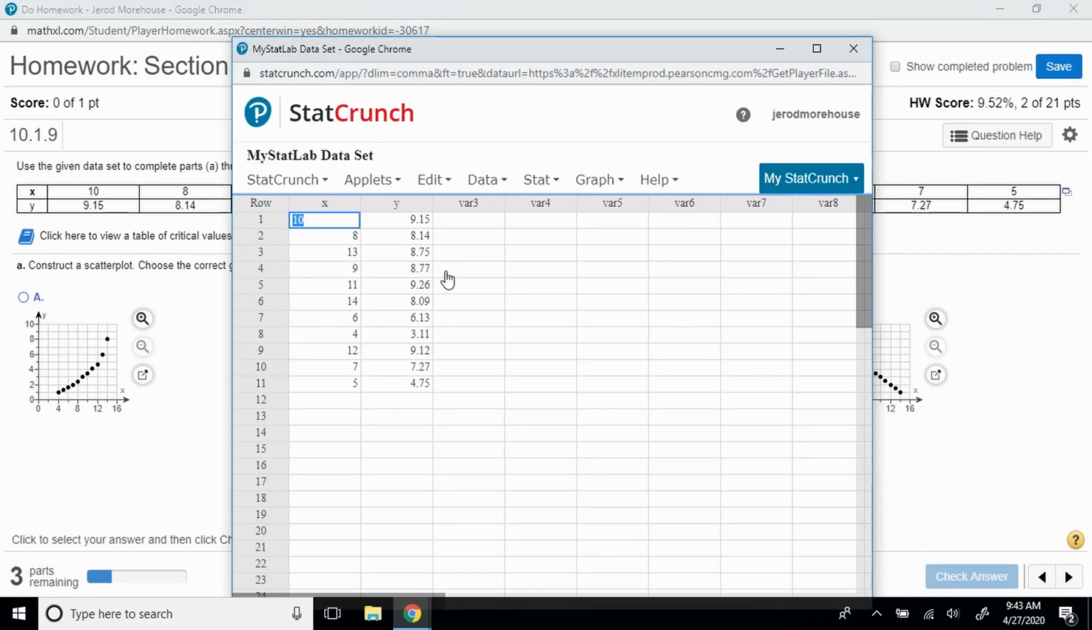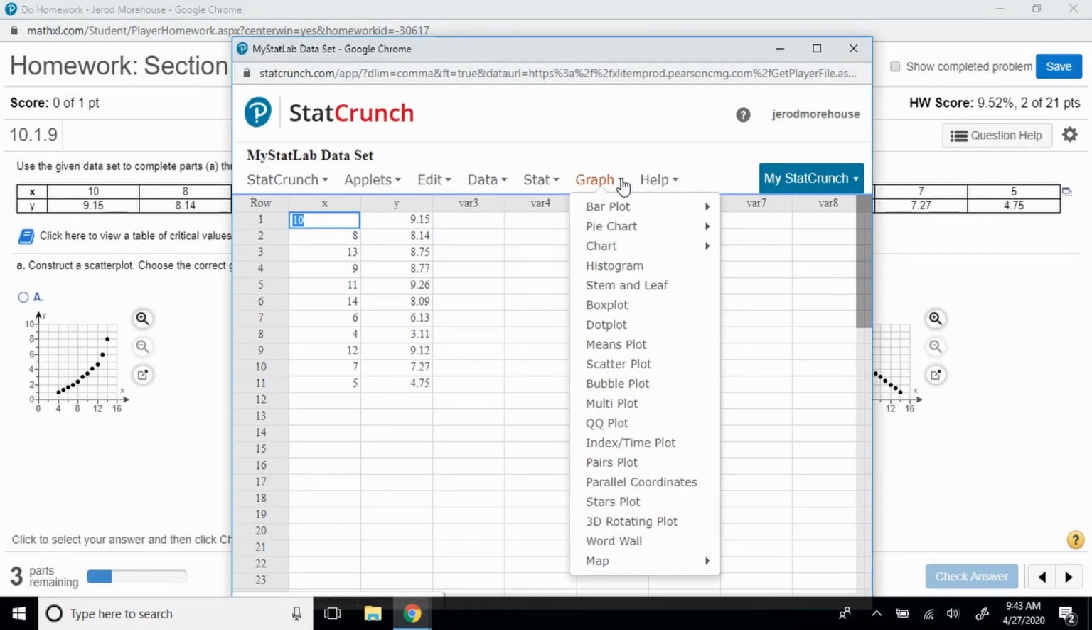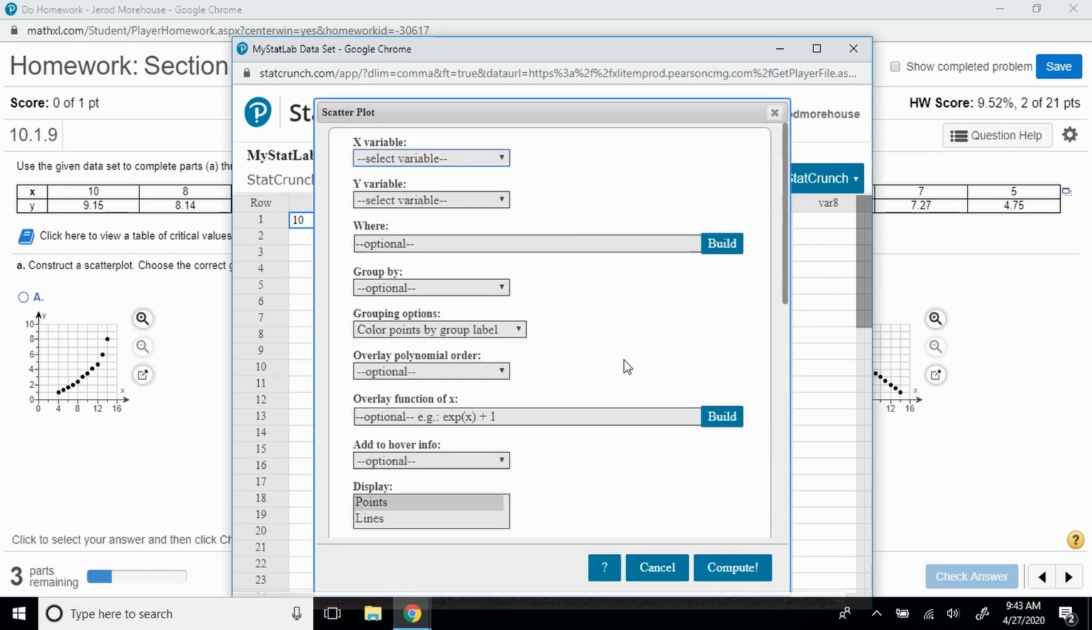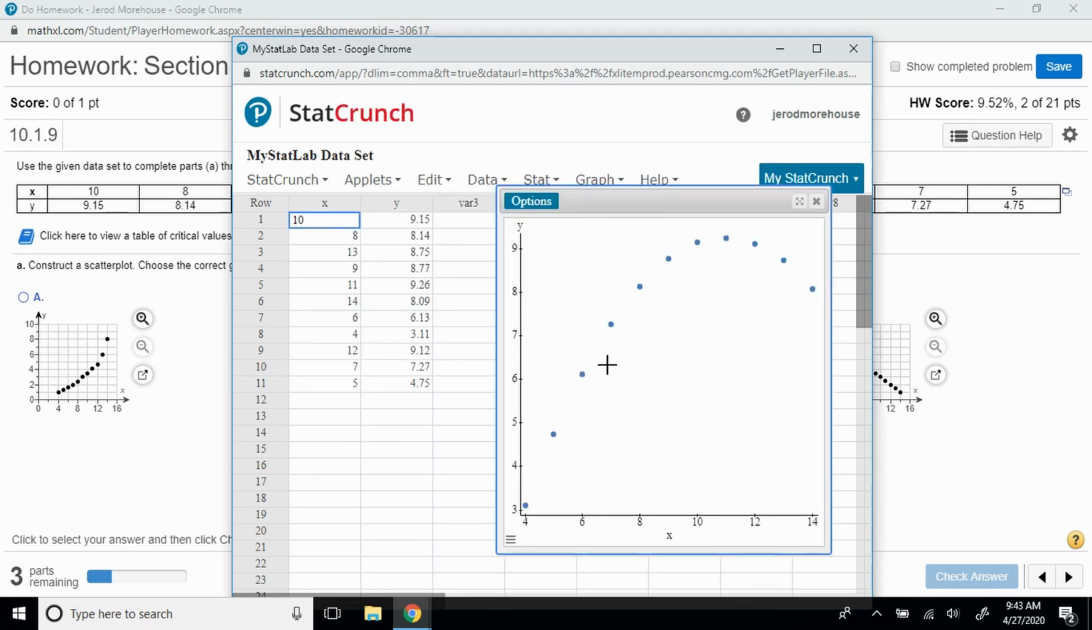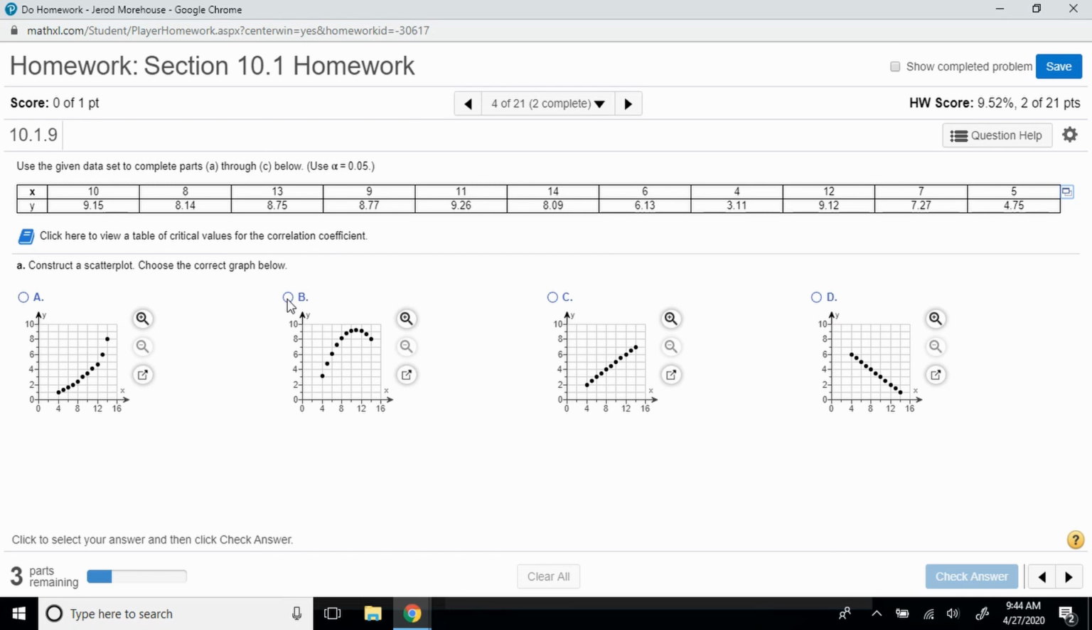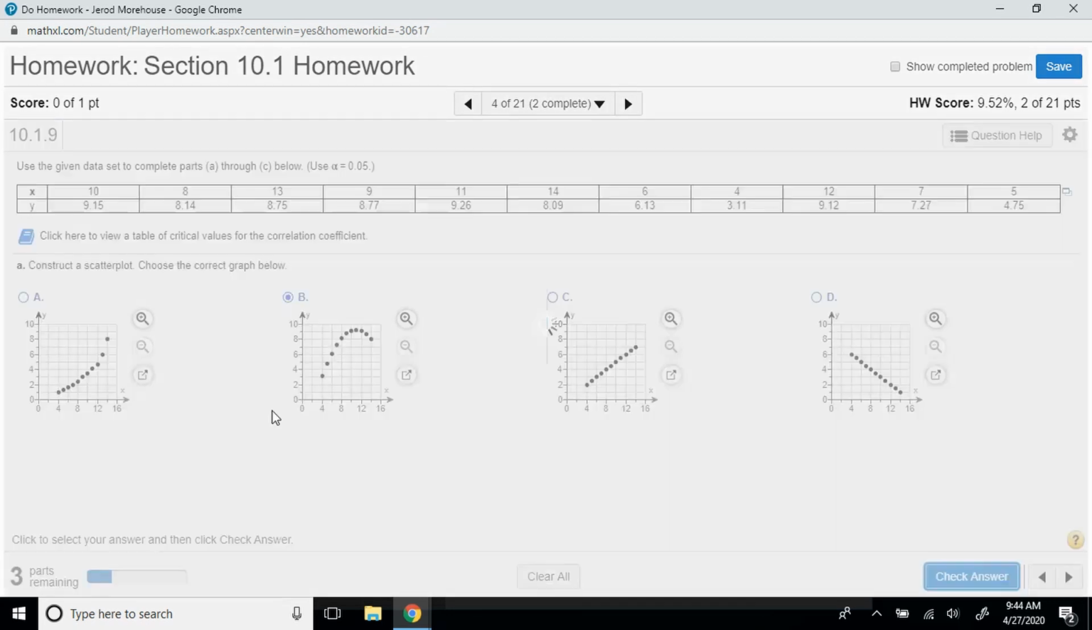Once we have the data opened in StatCrunch, to make a scatter plot, we can go graph, scatter plot, and then select our X and Y variables. X and Y is really nice because the X variable is just X and the Y variable is just Y. There's a bunch of options here. We're going to ignore that and just hit compute. And this is a picture of our data. We can see we have a little bit of a hooked shape here. So let's go and look at our graphs. It looks like B is going to be the correct answer here.